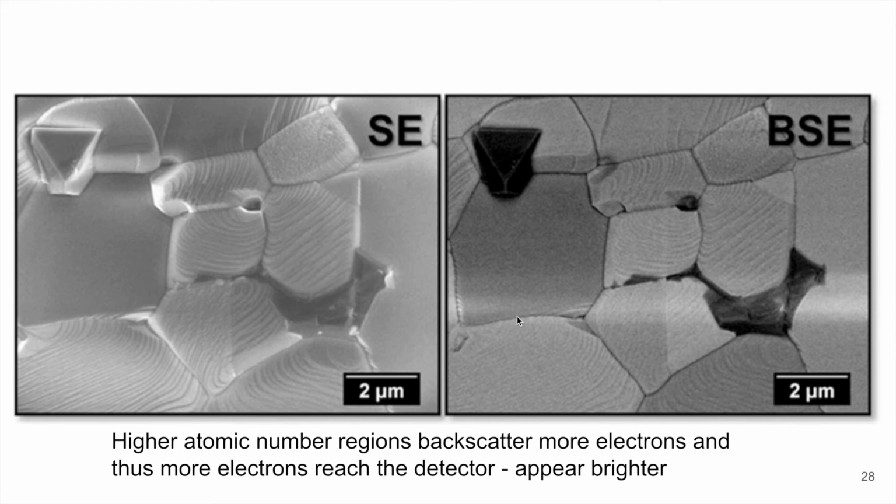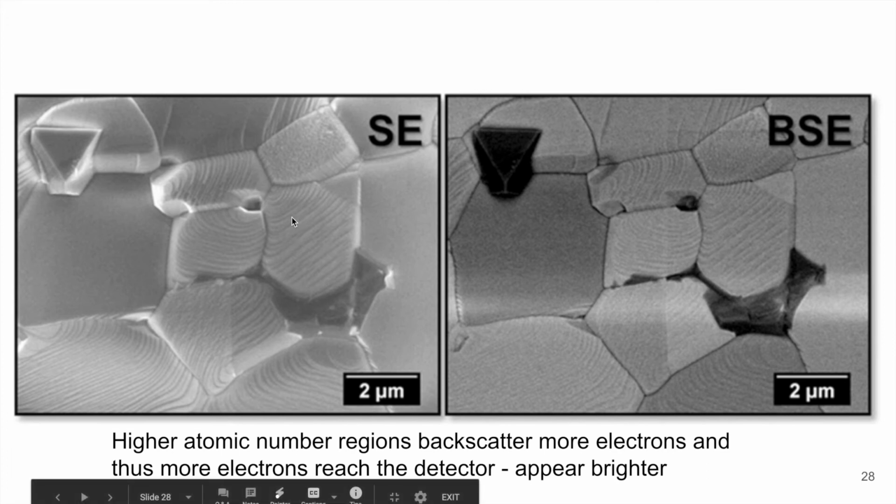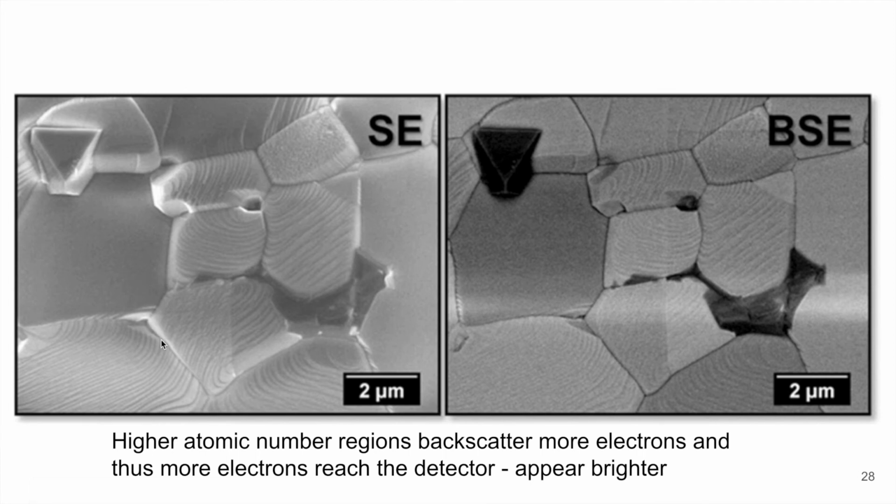All right, so let's look at a couple more. I've got a couple more images here on backscatter. Again, secondary versus backscatter. Here again, pretty nice image. You see a lot of changes from height in this image and grain boundaries. But over here, you'll notice this triangular phase actually appears much darker than the rest of the region, indicating that it is probably a lower atomic number phase than the rest of these parts. So again, useful information to have.